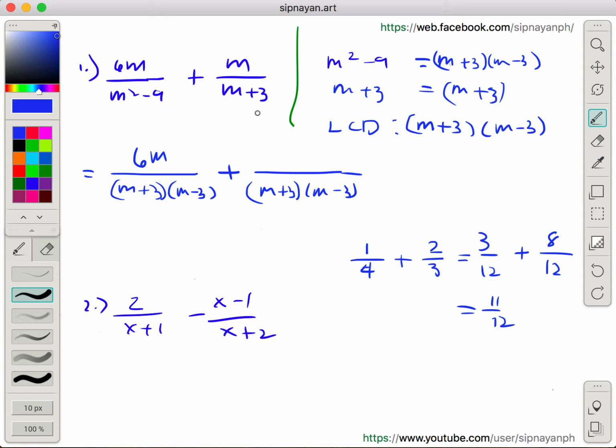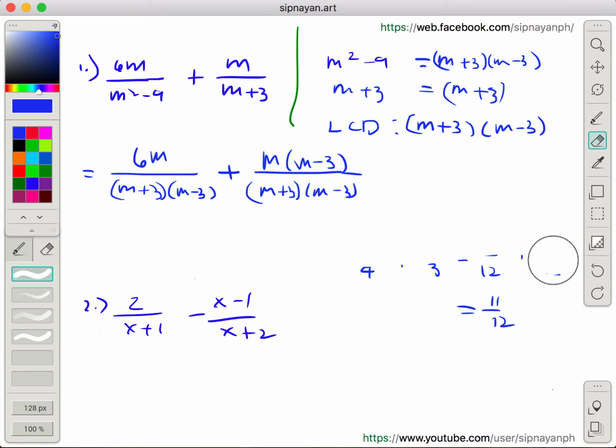Next, we have m plus 3 times m minus 3 divided by m plus 3. So, pag naglagay ako ng denominator na m plus 3, makakancel yan. Matira m minus 3. Pero yung m minus 3 yan, hindi lang yan kasi meron pa tayong m dito. Ibig sabihin, multiply m times m minus 3. Okay? I think the analogy is clear.